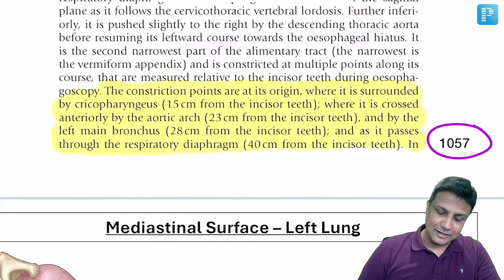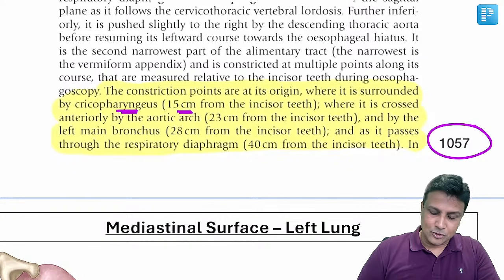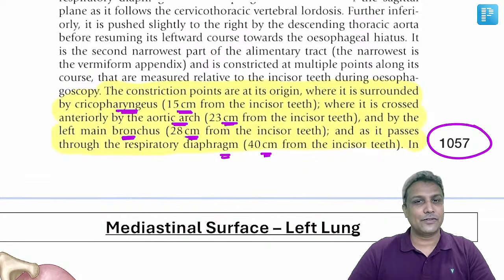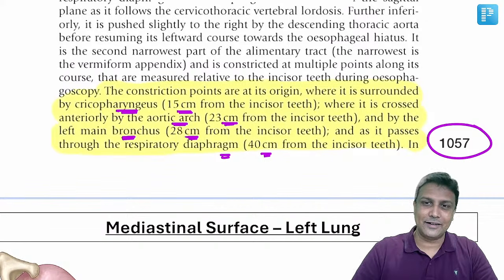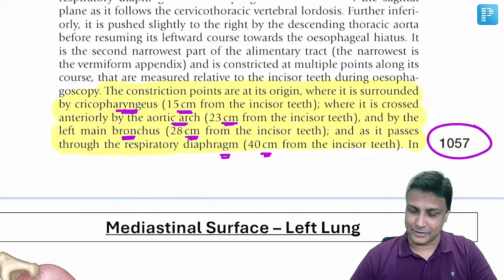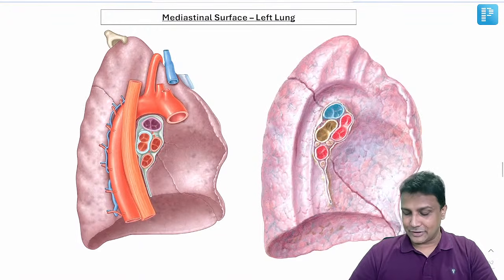Now, the first one is at the origin where you have the cricopharyngeus muscle, that is 15 centimeters from the incisors. Then when it is crossed by the arch of aorta, it will be 23 centimeters from the incisors. Then the left main bronchus, 28 centimeters from the incisors. And finally, diaphragm, 40 centimeters from the incisors. So it's very clearly given in Gray's Anatomy. There are 4 constrictions: 15, 23, 28, and 40. Please remember that. Now, the next thing is about the mediastinal surface of the lung.